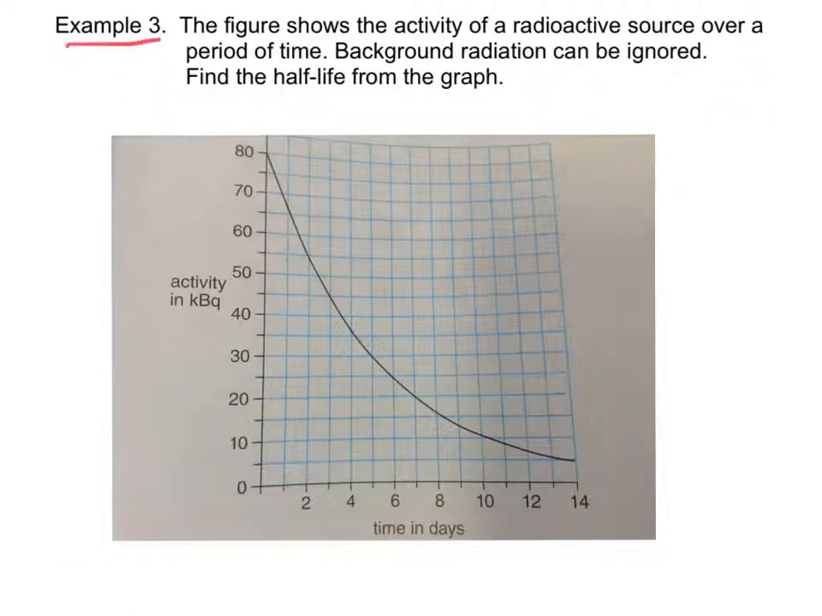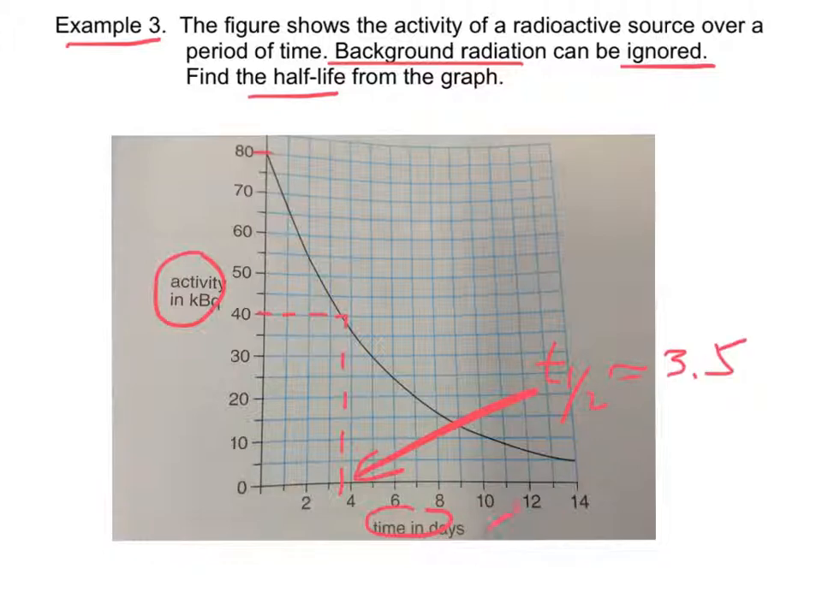Example 3. Since background radiation can be ignored, the half-life can be found from the graph directly, which is the time for the activity to drop from 80 to 1/2, that is 40. And we can read the half-life directly from the time axis, which is about 3.5 days.